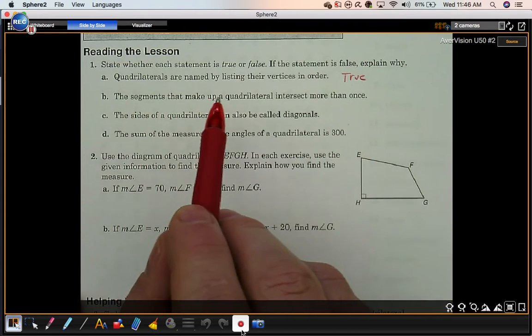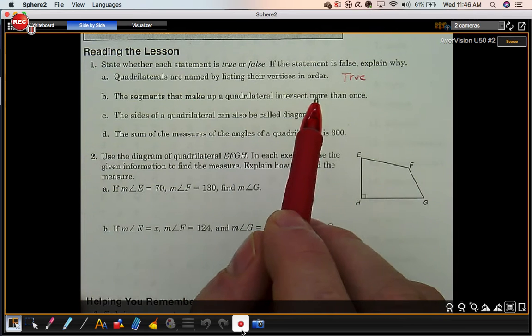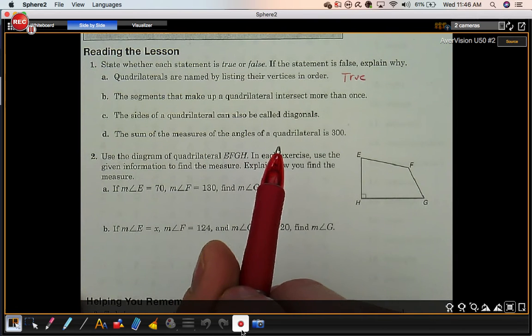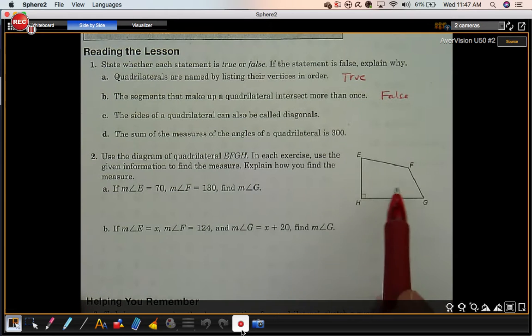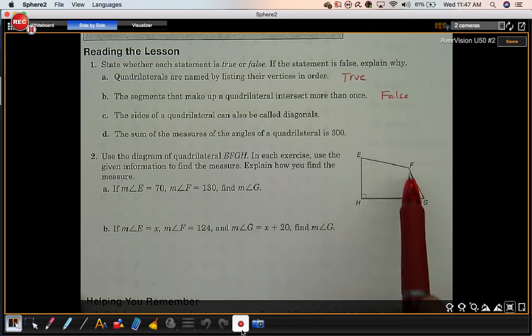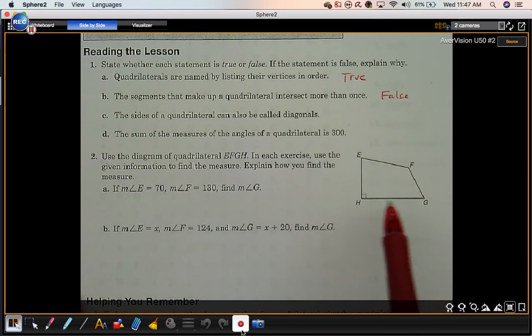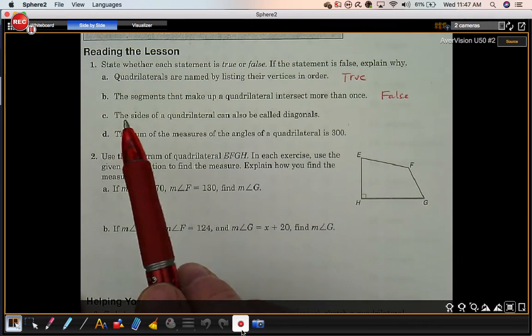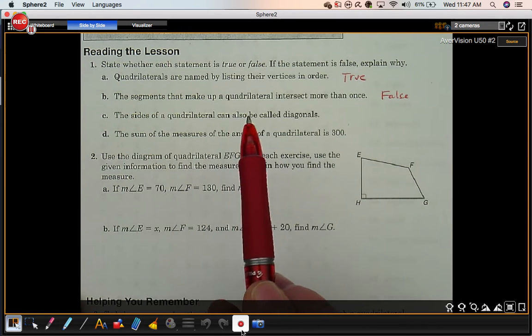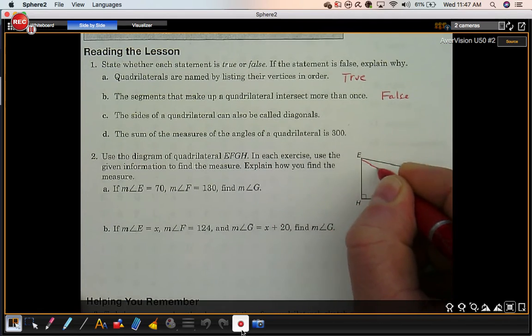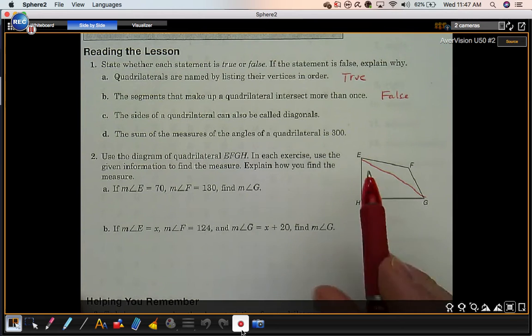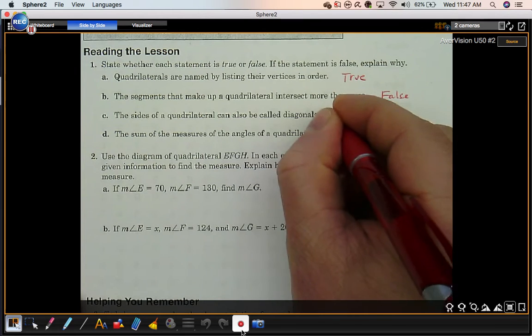The segments that make up a quadrilateral intersect more than once. That's false. The segments intersect once, or sometimes the segments don't intersect at all. The sides of a quadrilateral can also be called diagonals. That's false. Your diagonals connect the non-consecutive vertices. They are not the sides.